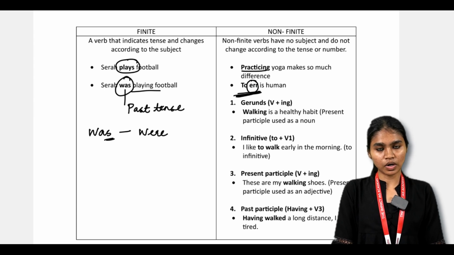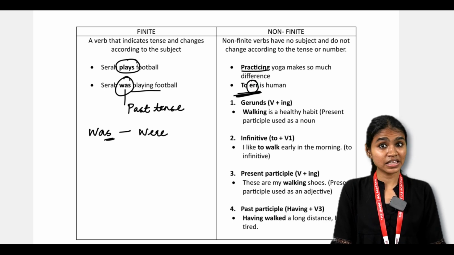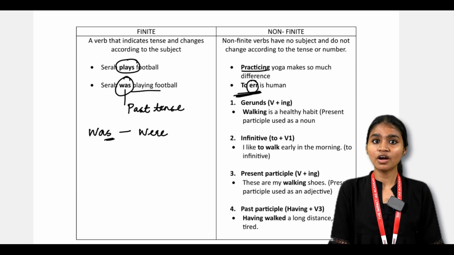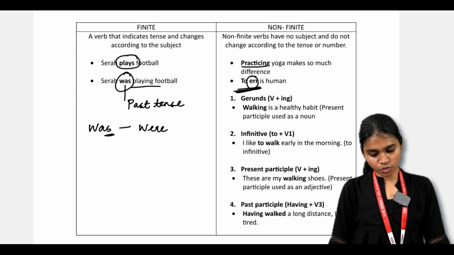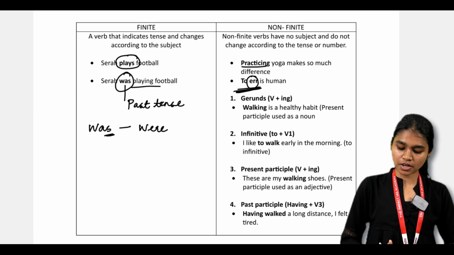Err is the verb here. Does it indicate the subject or does it say anything about the subject, anything about the tense of the sentence? No. So to err is human is also an example for non-finite verbs. Non-finite verbs are further classified into gerunds, infinitive, present participle and past participle.